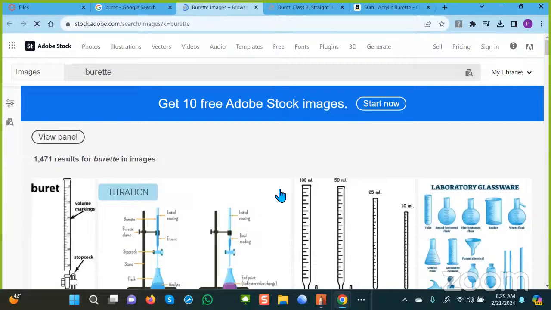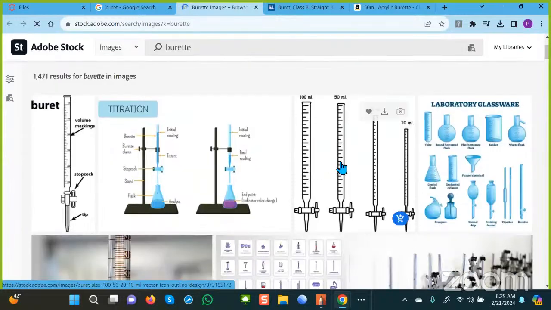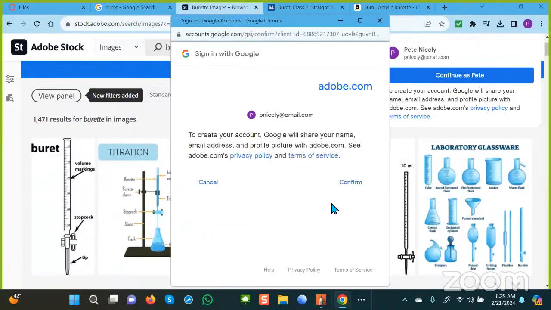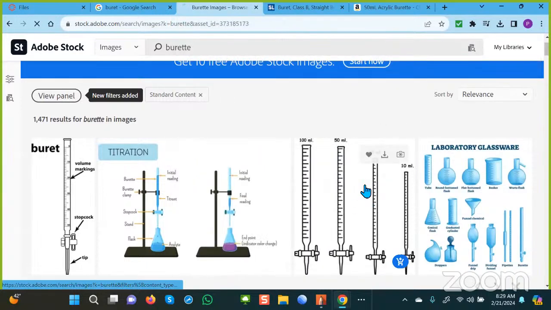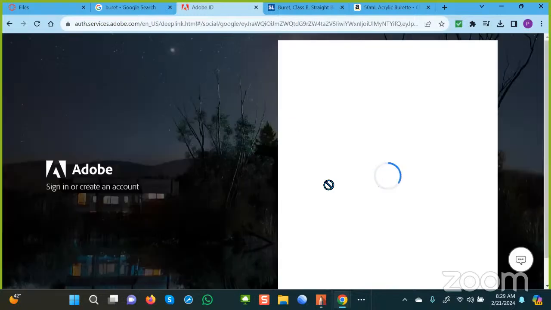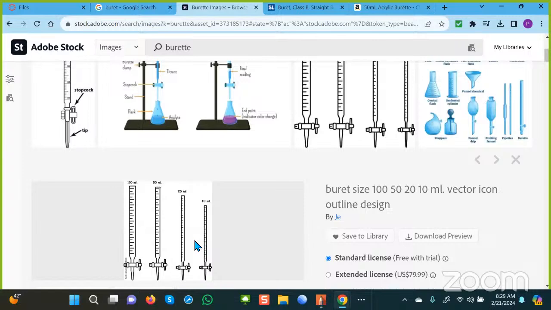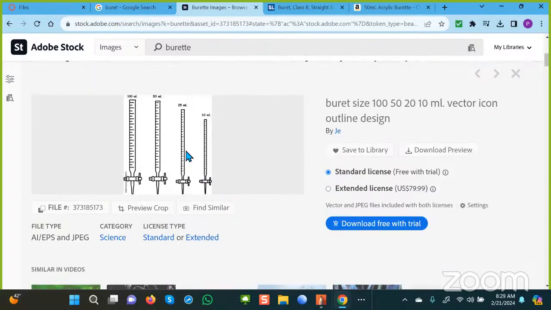Okay, so as you can see, burettes come in different sizes. Why do I have to go through all this? Okay, so they come in different sizes. I'm trying to find a larger picture. Okay, this will have to do. Yeah, they come in different sizes, right? The largest one I've seen is 100 mL. The smallest one I've seen is the 10 mL.